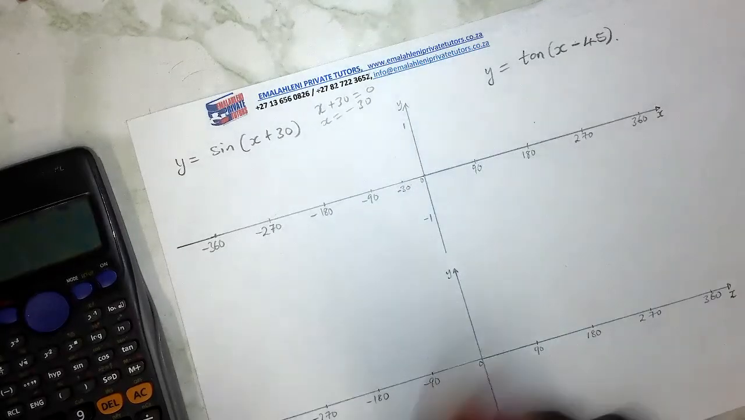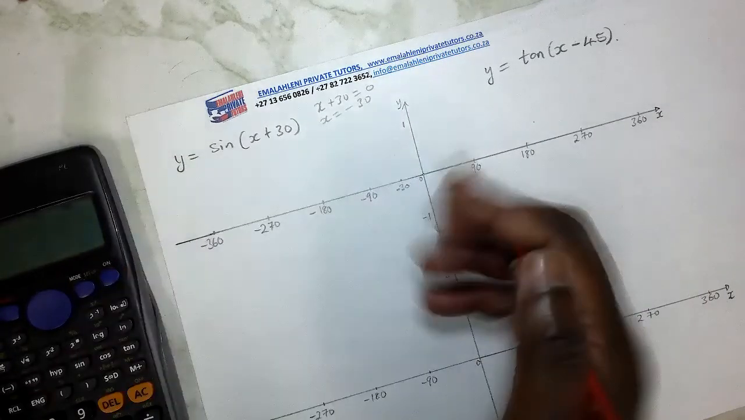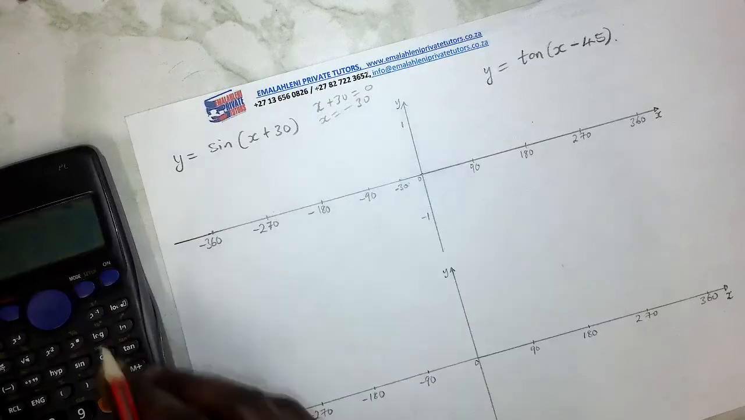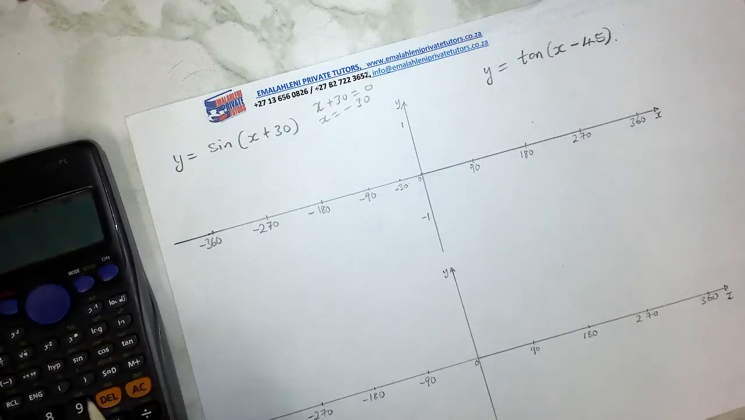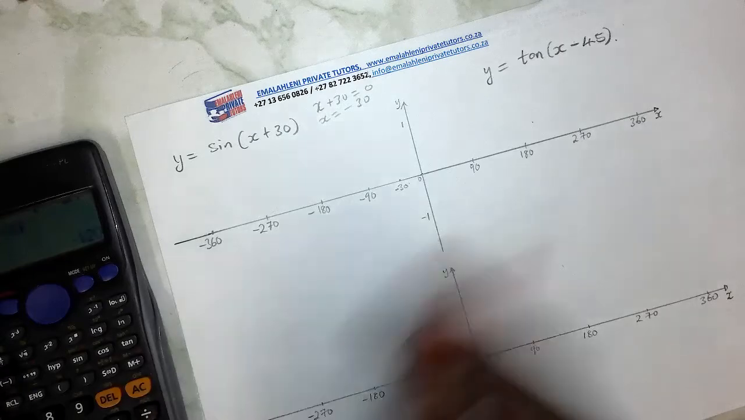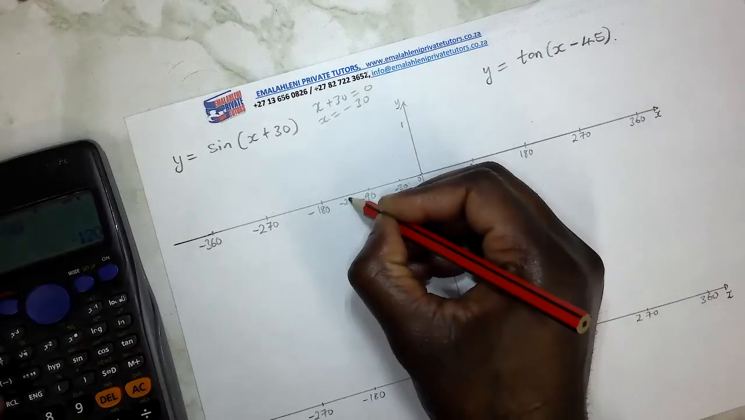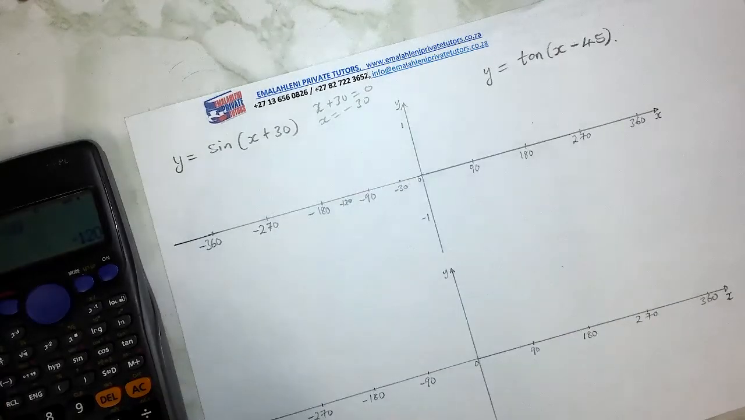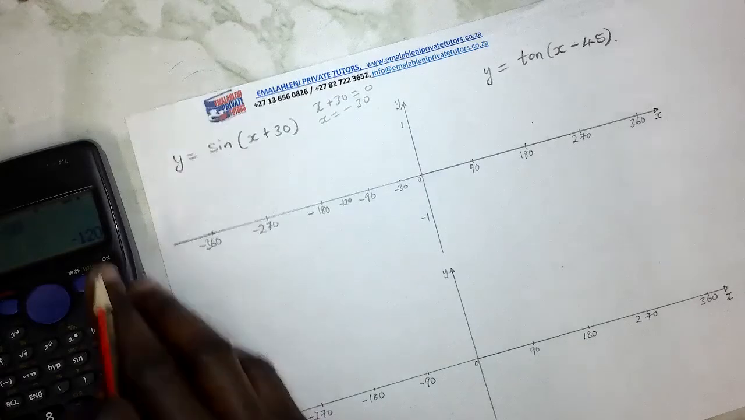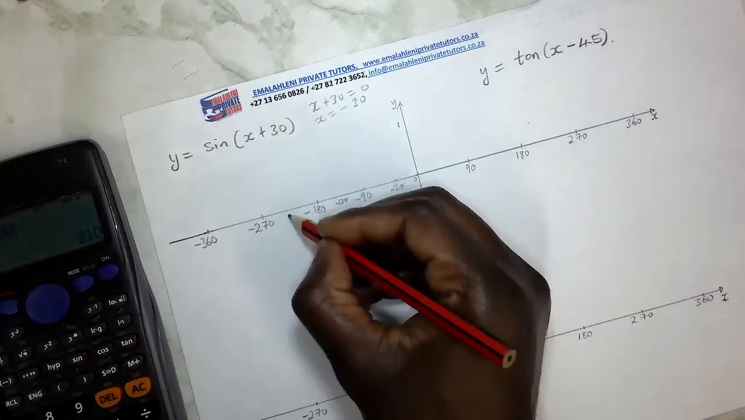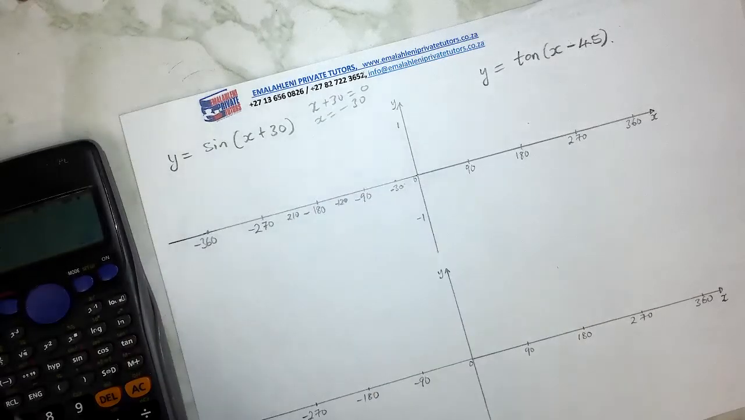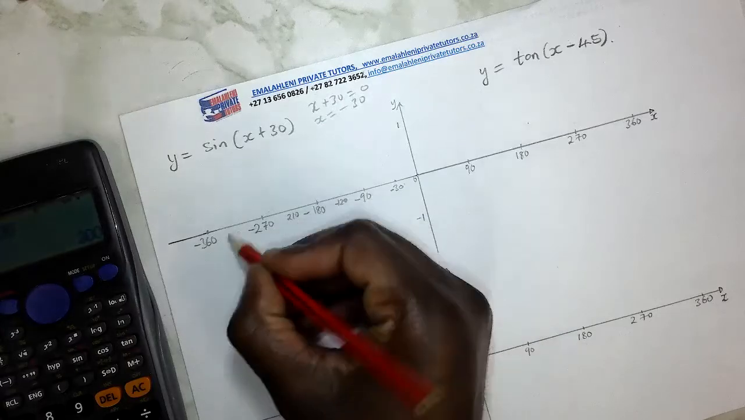We are shifting the graph to the left. Then if we are shifting it to the left, what are we going to have here? We're going to say negative 90 plus negative 30. We get negative 120. Then negative 180, just say 180 plus 30, we get 210. Then 270 plus 30, we get 300.